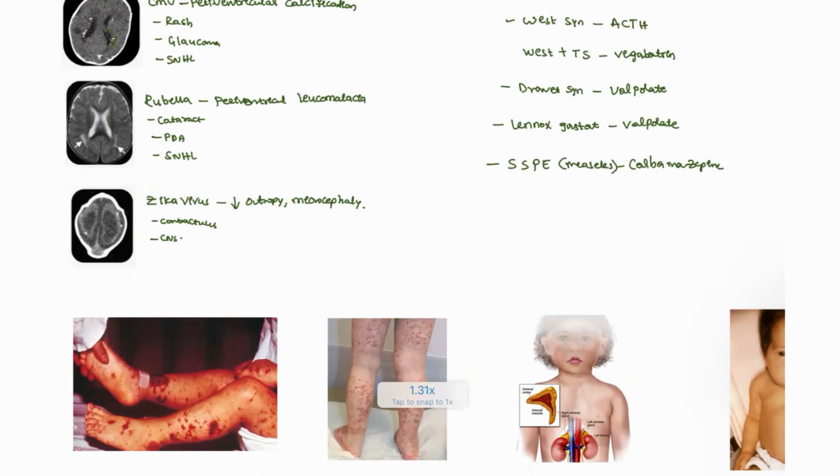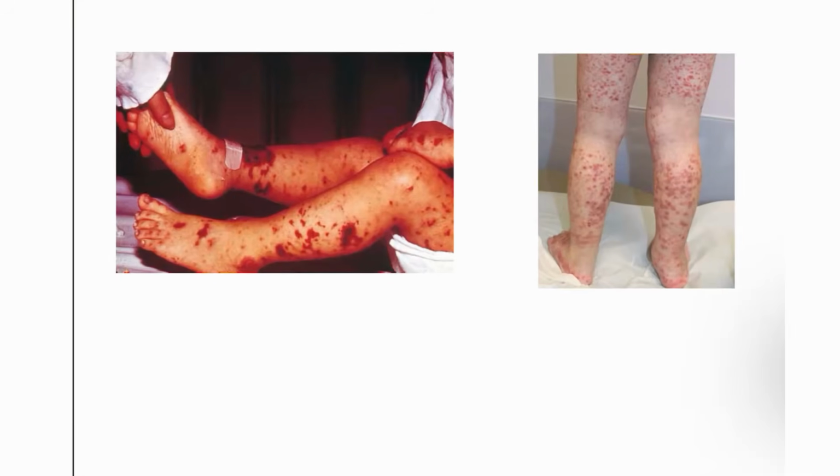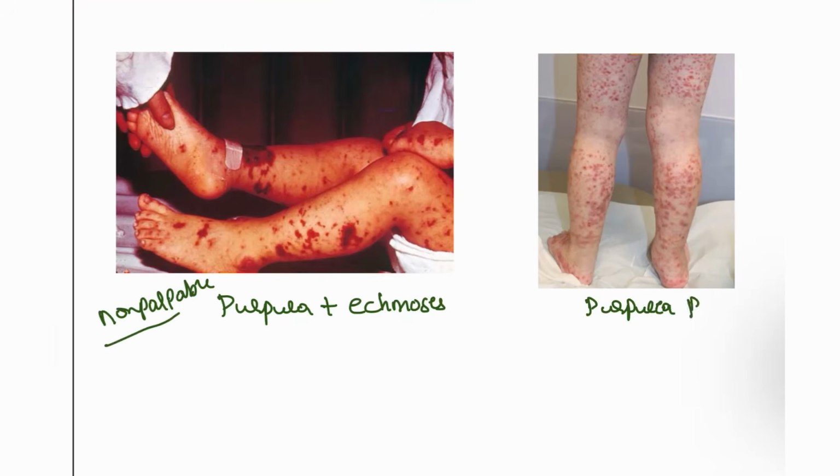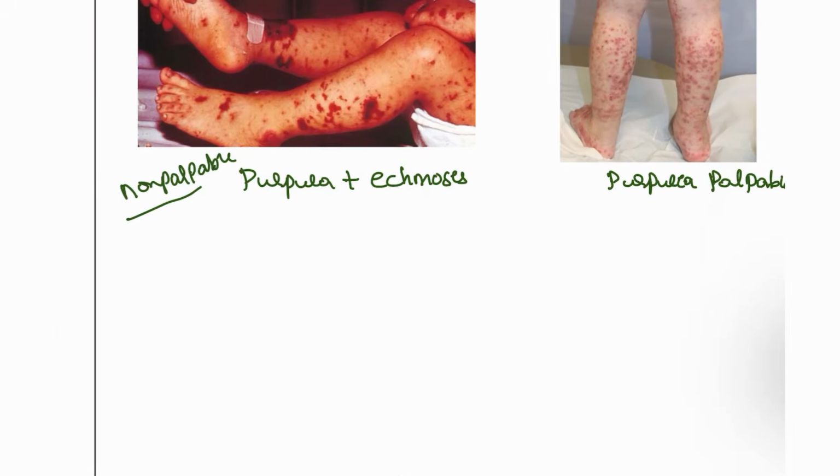So these are some of the seizures and their associated drugs that you have to give. Here you can see there are two kinds of rashes, right? One is complete purpura plus ecchymosis. Next, here only purpura, which is non-palpable, and here palpable. So what are these conditions, guys? The purpura with ecchymosis is meningococcemia, and this is known as a severe, very detrimental condition.